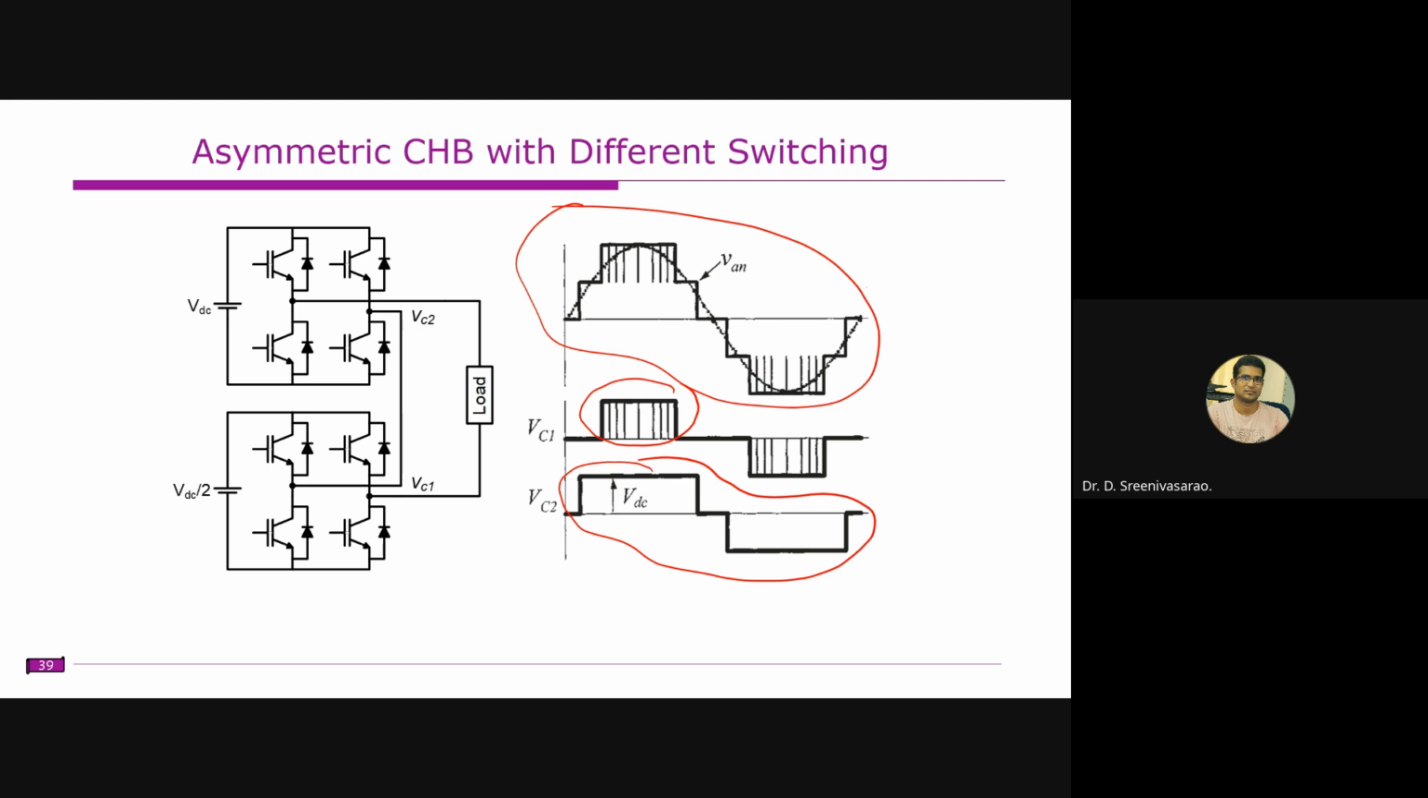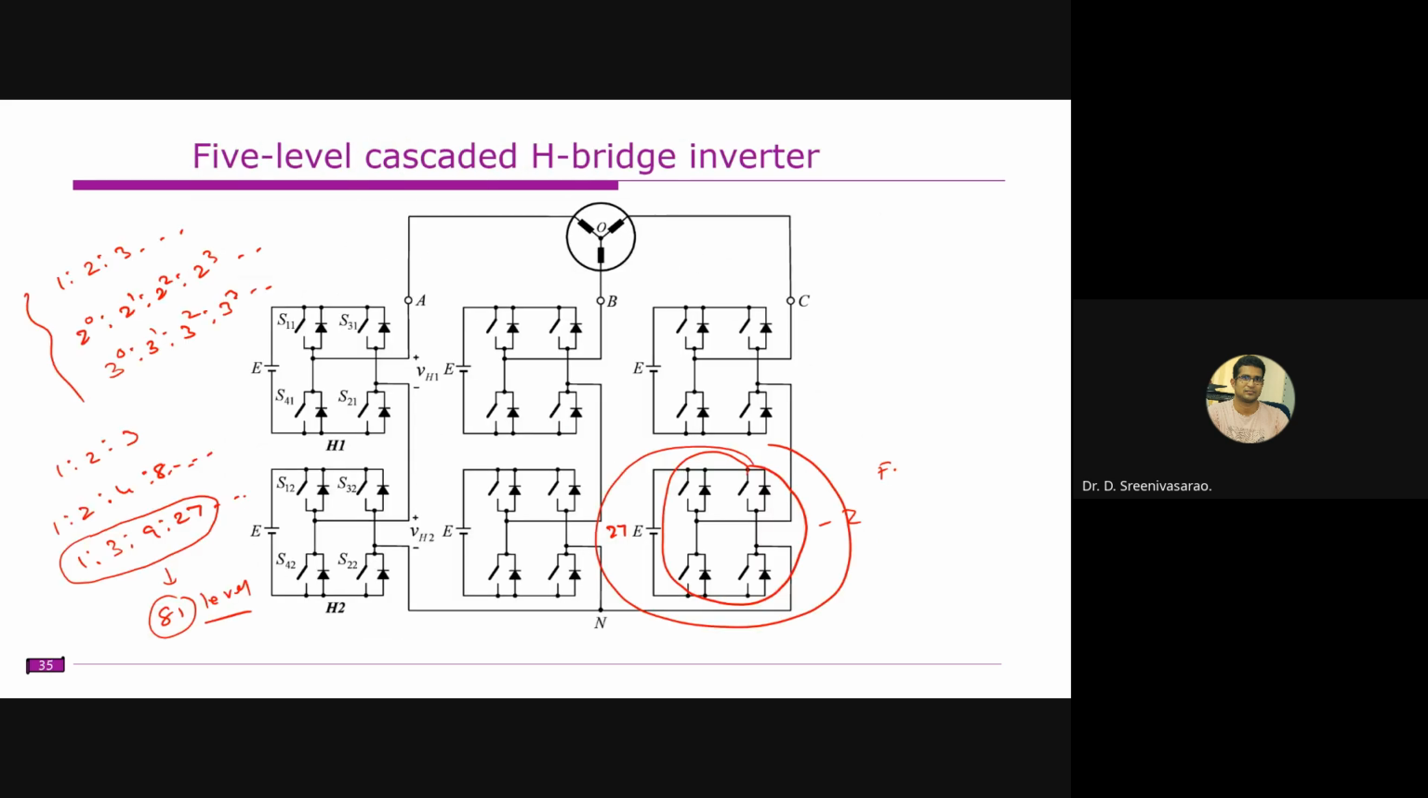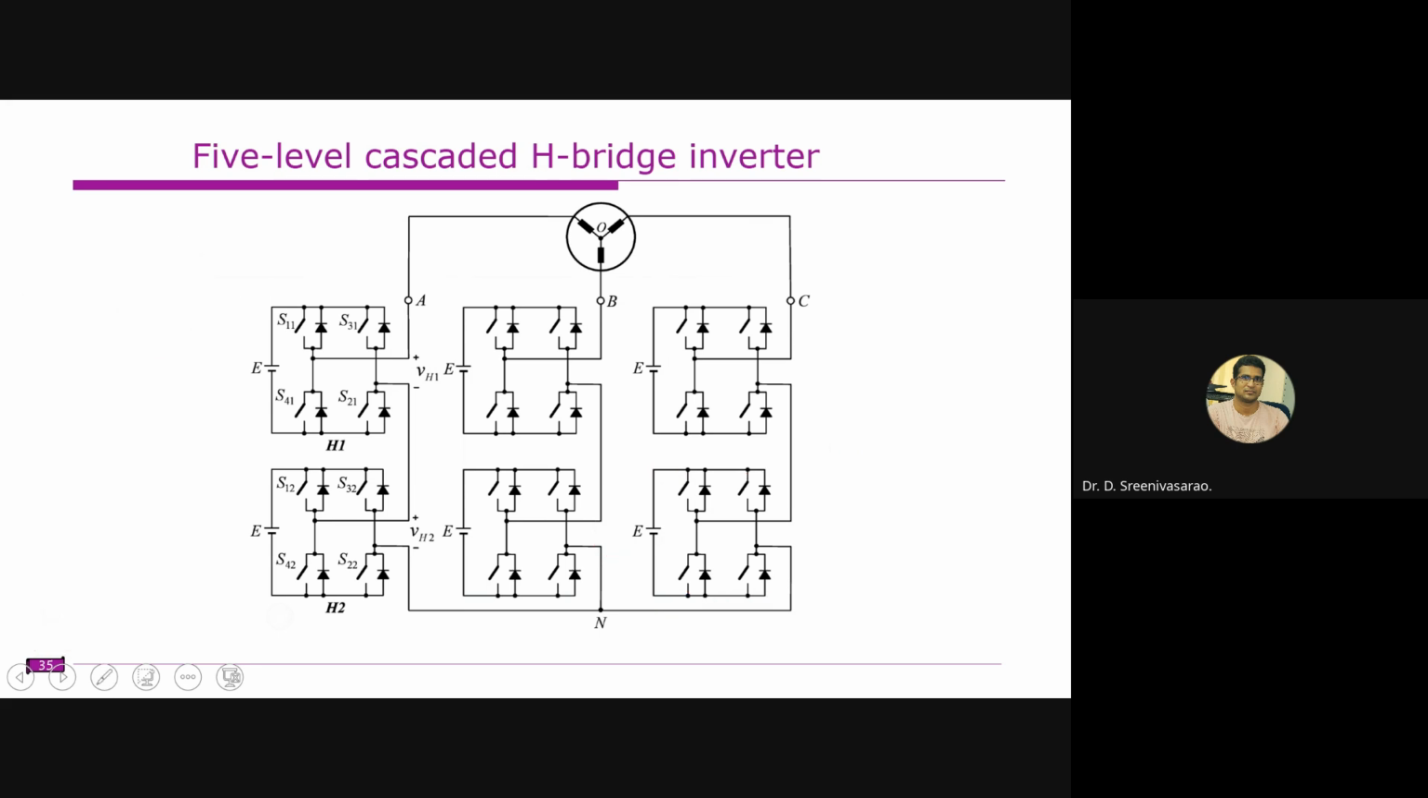Understood. So this is the advantage with the asymmetric operation, but mostly asymmetric is not preferred because we need to balance the capacitors in some applications. We need to balance the capacitors and all. Therefore, in most cases, this kind of asymmetry is not encouraged. For example, your 2E is there, right? So we need to balance these capacitors every time, or we need to maintain the voltage ratio every time. So that is not an easy task.